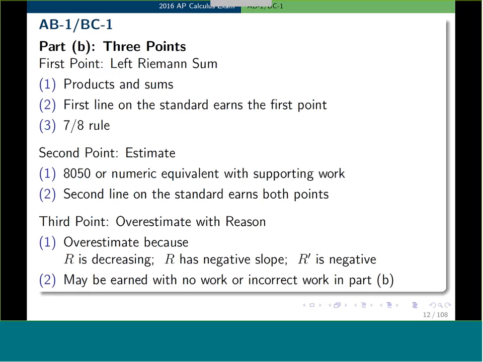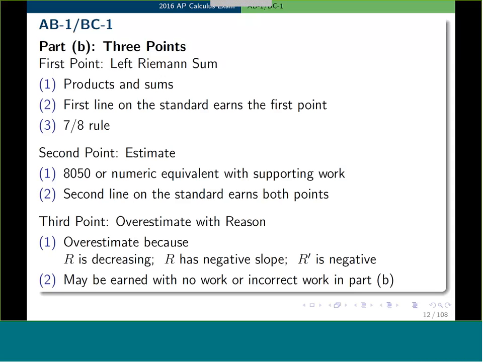The second point is the actual estimate. We need to see that 80-50 or numerical equivalent answer with some supporting work. That 80-50 can't just appear out of thin air. And again, I'm not going to go back, but the second line on that standard, that is the numerical value for 80-50, earns both points. In other words, if that's all that appeared on the student's paper, that earns not only the conceptual point because it demonstrates the left Riemann sum, it has all 8 pieces, and it earns the estimate point because, darn it, it's the arithmetic equivalent of 80-50, and it doesn't have to be simplified. It's a numerically correct answer.